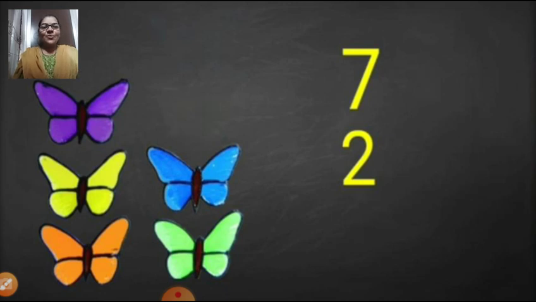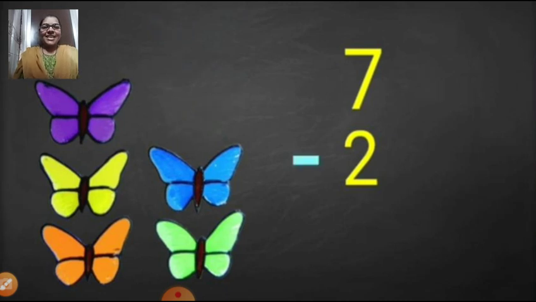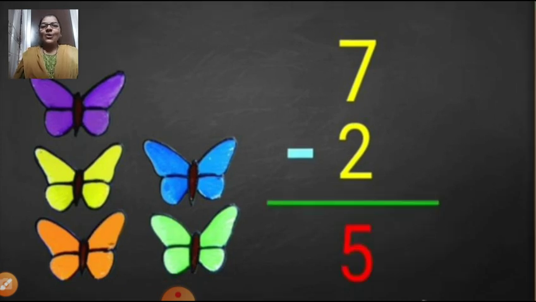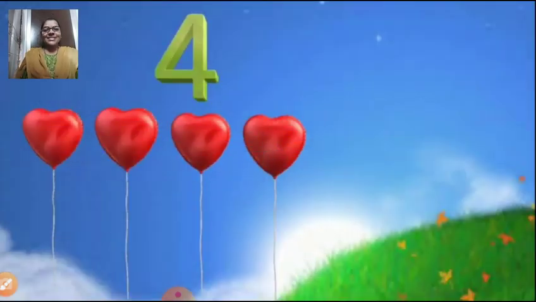Then how many are left here? Yes, then we have to do subtraction. 7 minus 2 is equal to 5. Very good. Now look at another example.